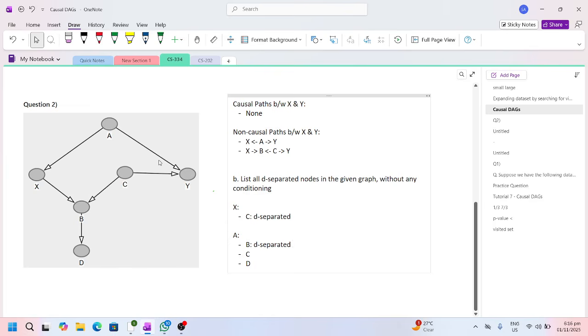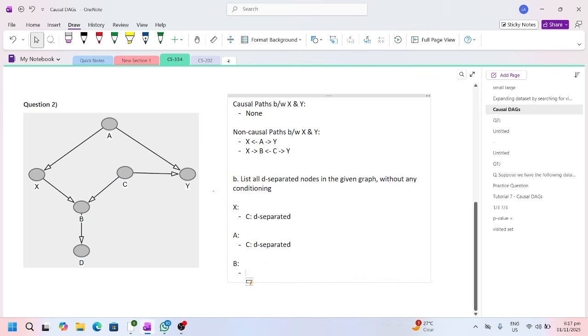Oh, I've checked for A and C, not A and B. My bad. Okay, let's check A and B as well. Between A and B I have this direct path. Well, not direct path. I have this path where X is acting as a mediator. So they cannot be d-separated either. Next you have A and D. Between A and D also there exists this particular causal path, which is why they are also not d-separated. So I suppose we can move on and check for B.